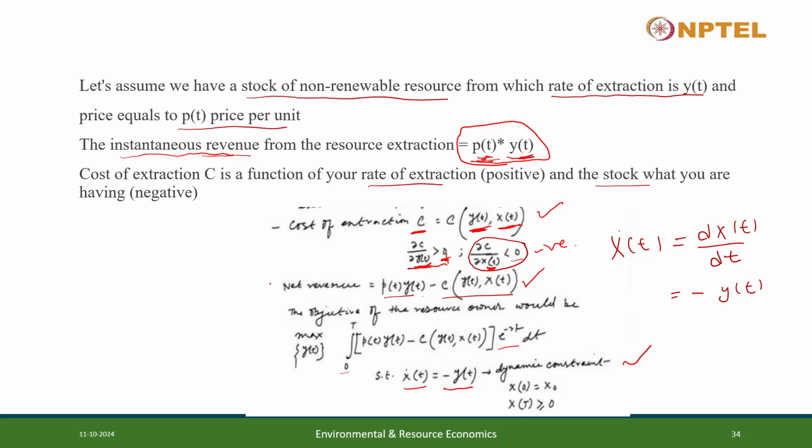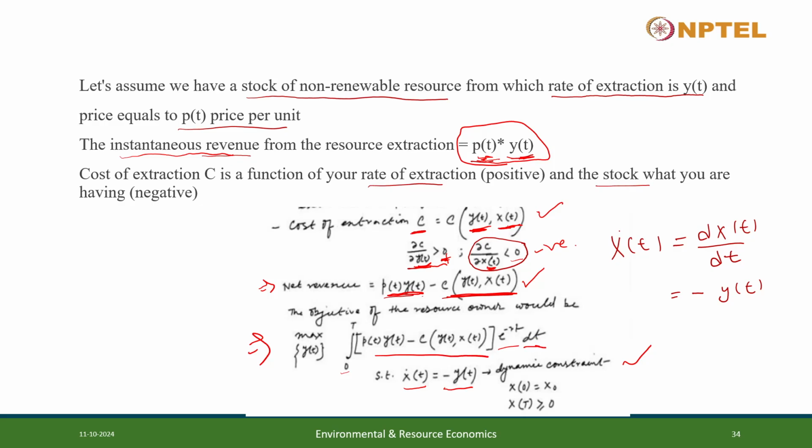Now we are deriving the net revenue. Net revenue is your revenue minus the cost incurred in extraction of resources. So ptyt is the revenue I am generating, and the C function is the cost I am incurring. If you are a non-renewable owner, then your objective is to maximize your benefit, right? So the dynamic optimization function you are defining is the maximization of your benefit over the time period T.